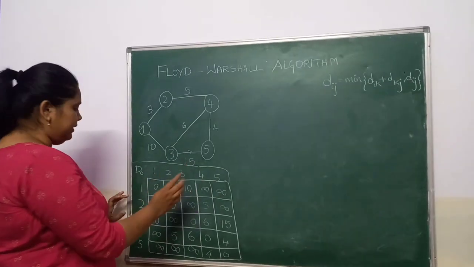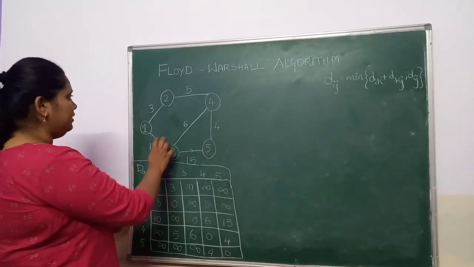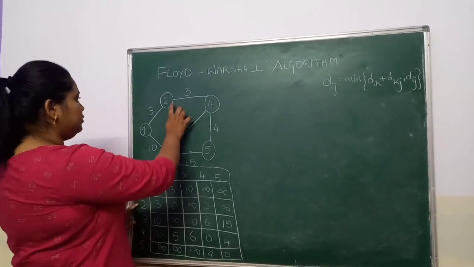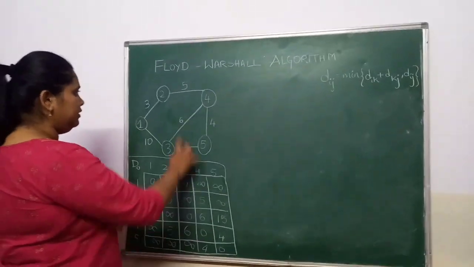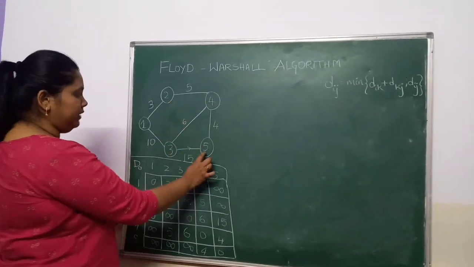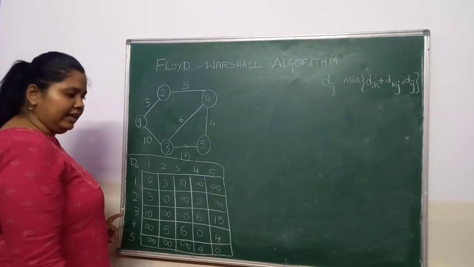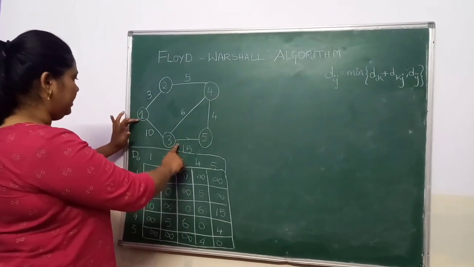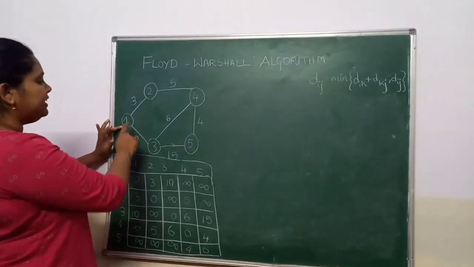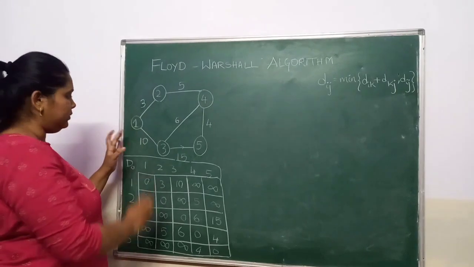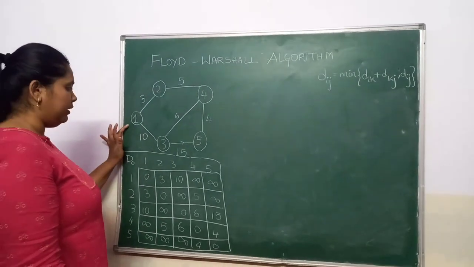We'll fill the rest of the matrix, that is from 2 to 1, again 3. 2 to 2 is 0. 2 to 3 there is no direct edge, so infinity. 2 to 4 it is 5. 2 to 5 there is infinity. Let us see the third one. 3 to 1 we have 10. Since it is undirected, the weights given can be taken both ways, that is from 1 to 3 and 3 to 1.